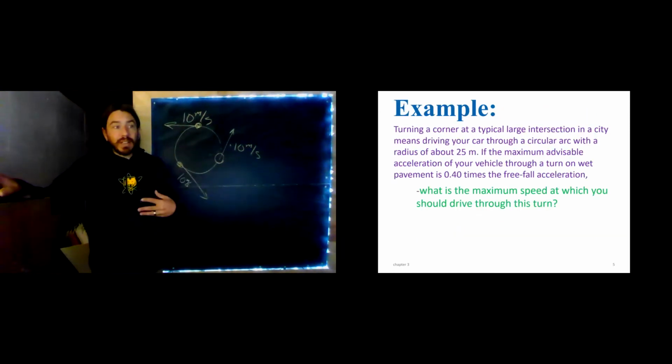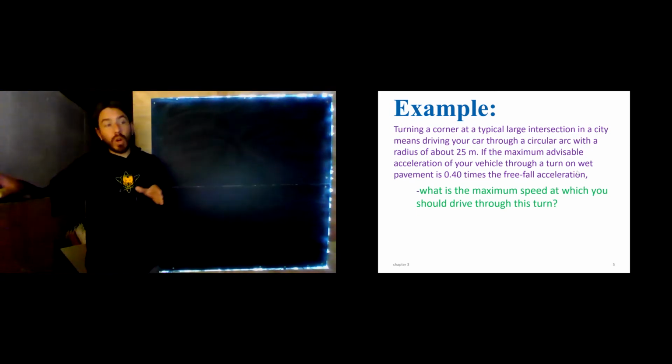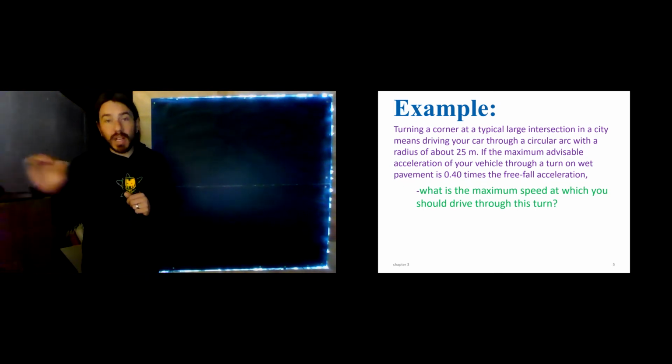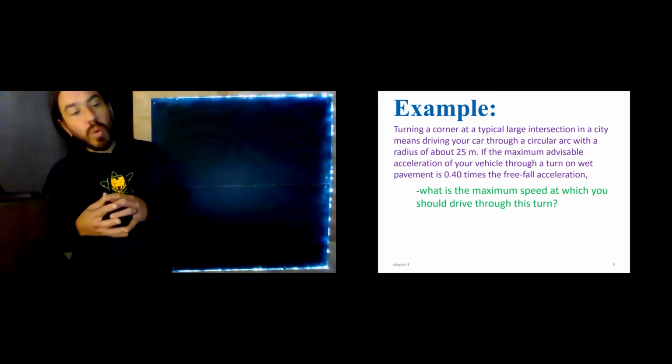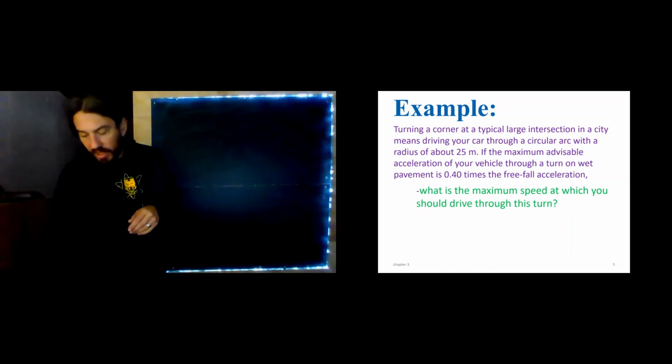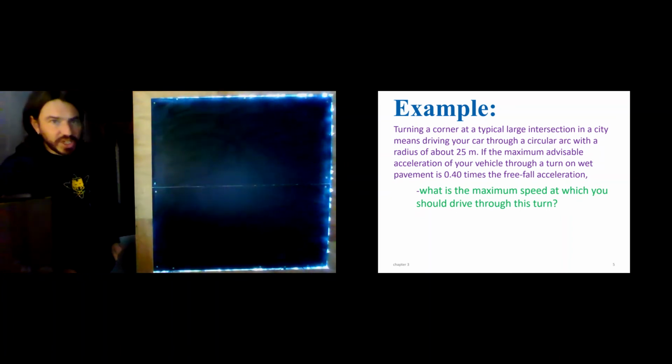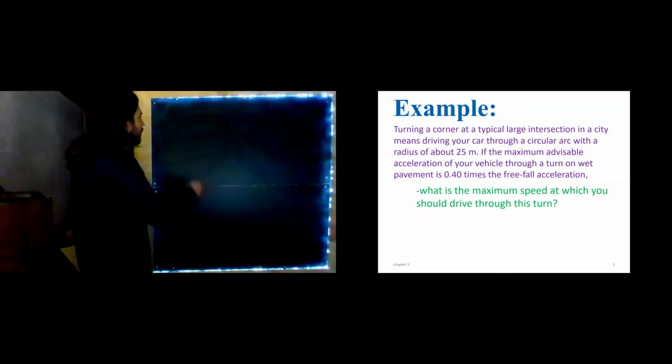Again, we're going to read it quickly, let it flow over us. So turning a corner in a typical large intersection in a city means driving your car through a circular arc with a radius of about 25 meters. If the maximum advisable acceleration on your vehicle through a turn on wet pavement is 0.4 times the free fall acceleration, what is the maximum speed at which you should turn? Okay, well, this is a fairly straightforward application of the centripetal acceleration equation.